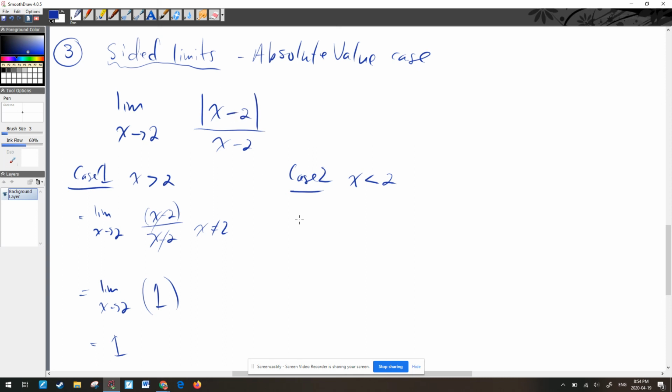So I can replicate that functionality by saying, oh, that's the limit as x tends to 2 of negative x minus 2, but I'm going to add a negative out front, because what the absolute value does in this case is it changes the sign. I can replicate it by changing the sign, and that's going to be over x minus 2. Okay, so I can divide through again and say for x not equal to 2. And I'm going to say that means the limit as x tends to 2 of -1. And so the limit of a constant is still just a constant, so it's -1.